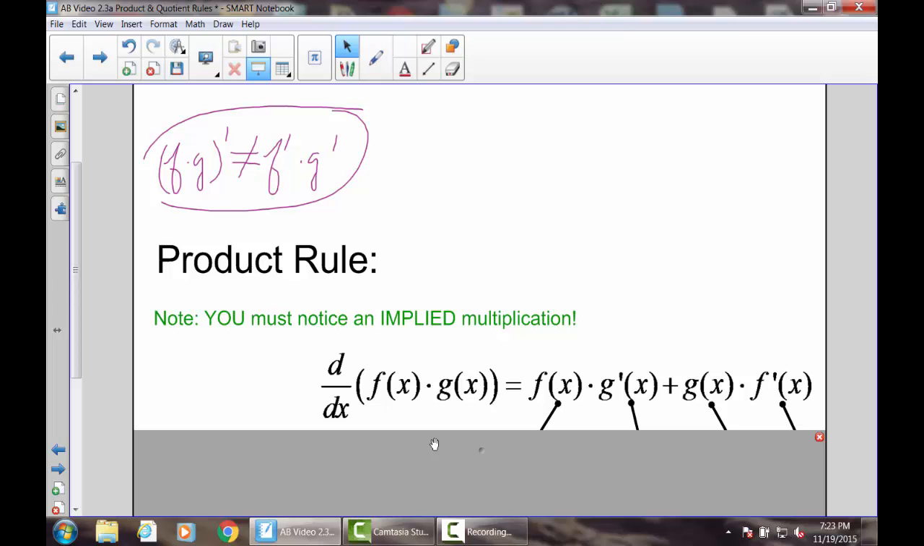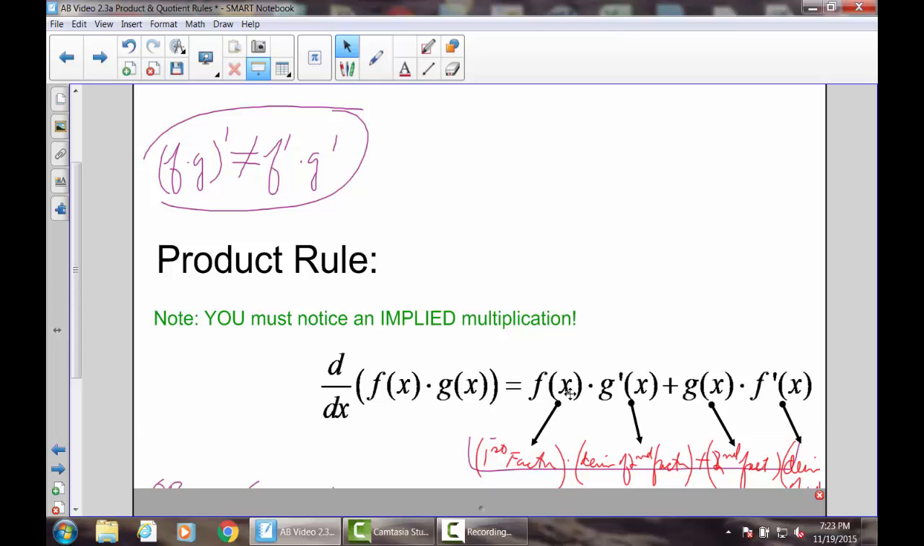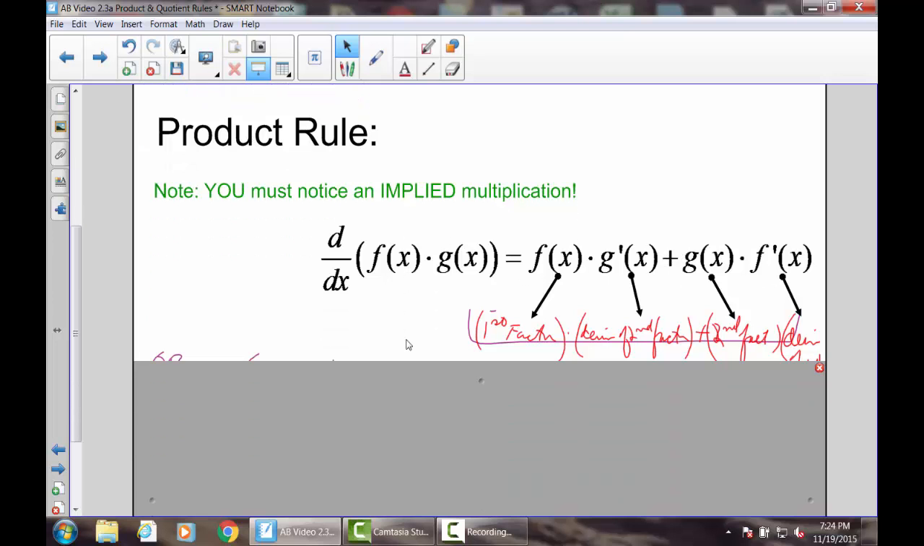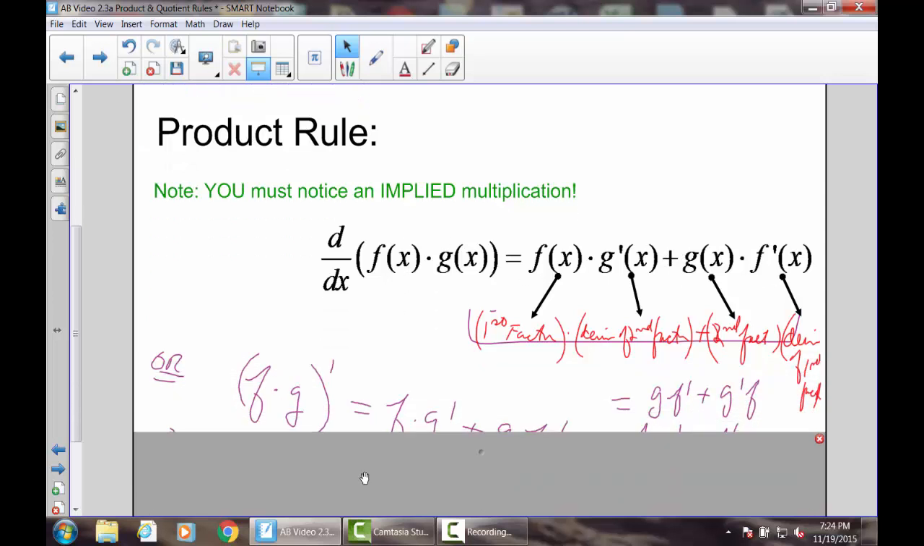The proof is in the book, and of course uses the limit definition. And basically what it is, it's the first factor times the derivative of the second factor plus the second factor, considering these two are factors of the product, times the derivative of the first factor. Now, because it's a sum, the order doesn't matter. However you want to write it down, whatever works for you.